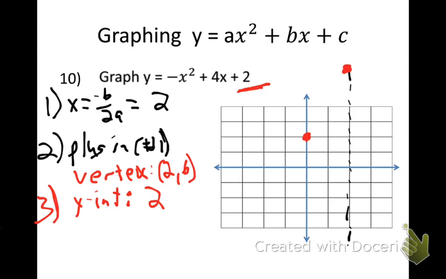So I plot 2. After I plot 2, what's the next thing I need to do, Nolan? Plot its opposite. If you look in a mirror, it's called a reflection. You plot its reflection.